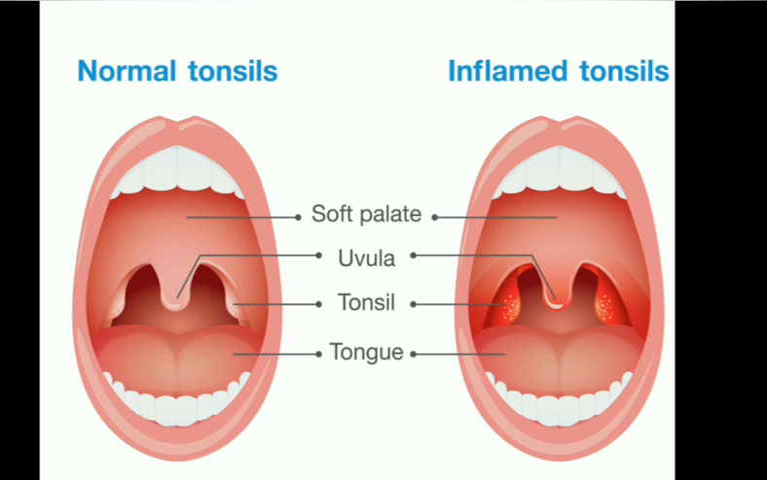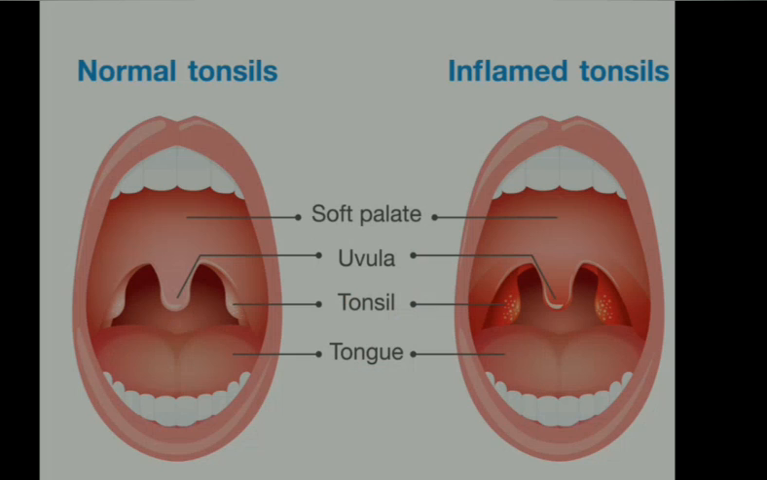This is on the sides of the neck and they are also called lymph glands. In the mouth only you can see them. Now in the second diagram you are seeing the inflamed tonsils. So when this happens we have to remove them surgically. No other chance is there for their recovery.